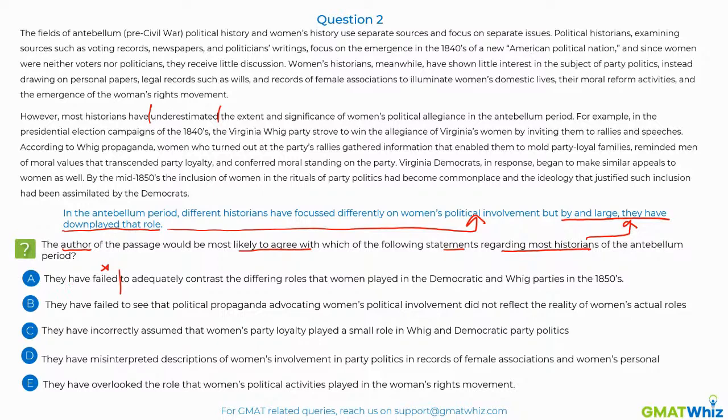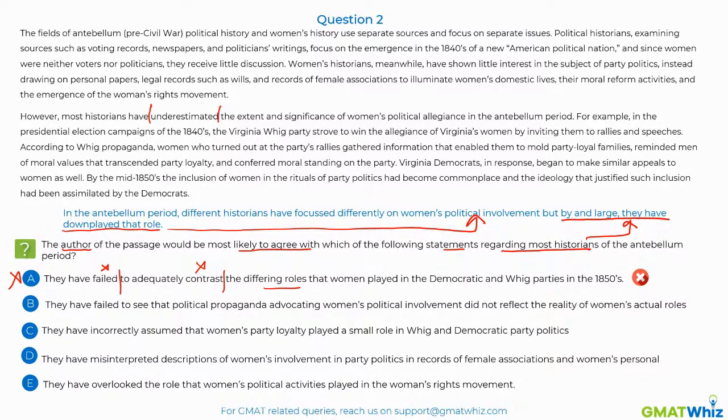They have failed to contrast. No, he does not accuse historians of failing at drawing a contrast. That too about the differing roles that women played. So A is totally out. It's totally off the mark, and I can understand why none of you chose that. So B, C, D, E each have options. Each of you have chosen different options.